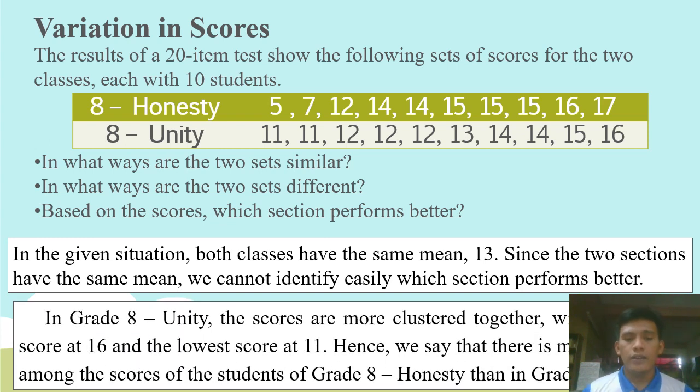In Grade 8 Unity, the scores are more clustered together, with the highest score at 16 and the lowest score at 11. Hence, we say that there is more variability among the scores of the students of Grade 8 Honesty than in Grade 8 Unity. So Grade 8 Unity performs better than Grade 8 Honesty.